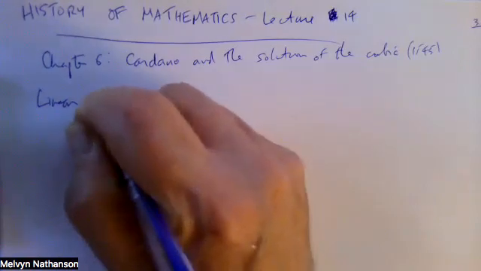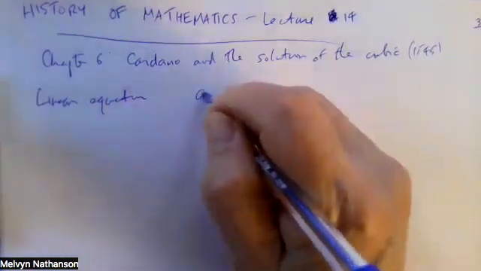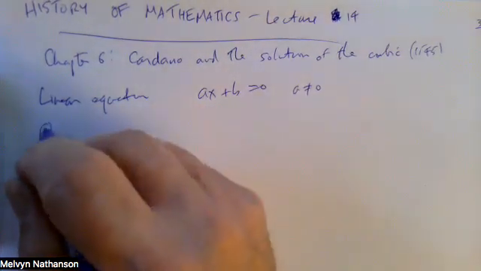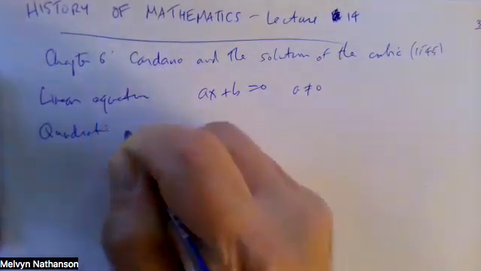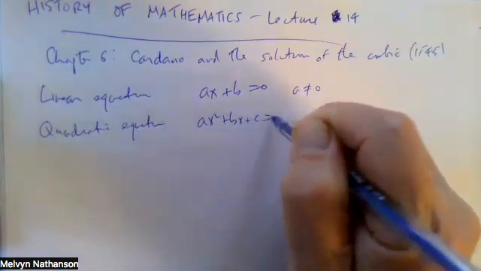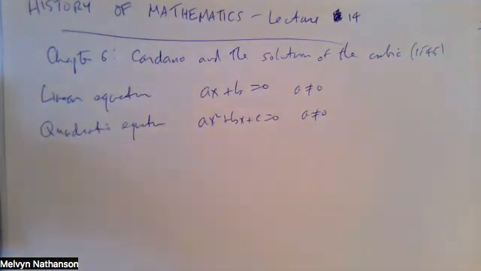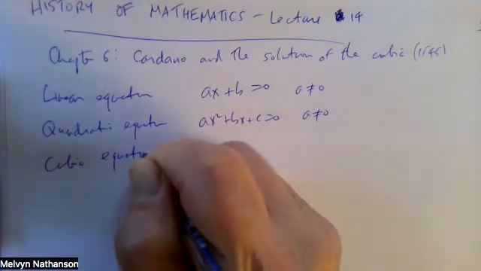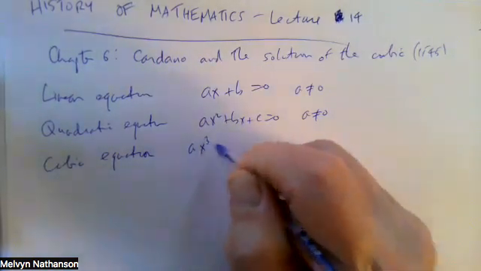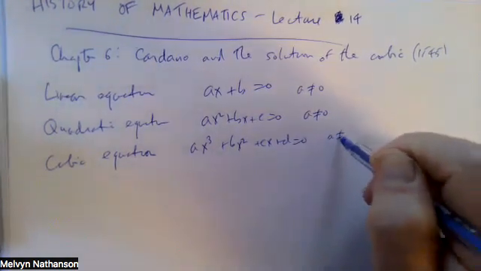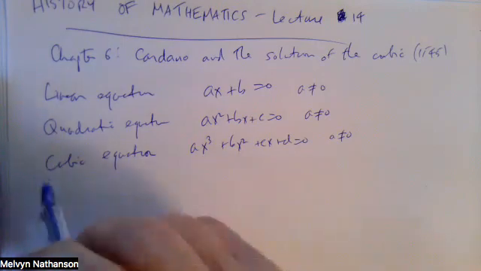Suppose we have a linear equation. The linear equation looks like ax plus b equals 0, and the leading coefficient a is not 0. Or you could have a quadratic equation. It looks like ax squared plus bx plus c equals 0. And again, the leading coefficient is not 0. You could have a cubic equation. Ax cubed plus bx squared plus cx plus d equals 0. And again, the leading coefficient, the a, is non-zero.